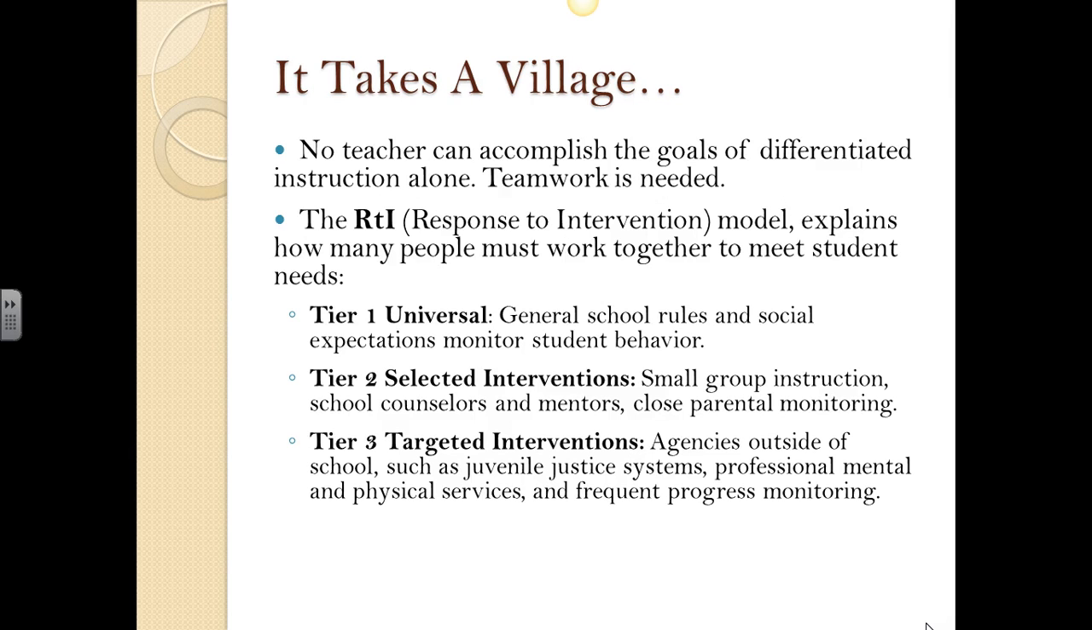Also, it's important to remember that it takes a village and no teacher can accomplish all of these goals alone. Many different individuals are part of the team. The response to intervention model explains how many people must work together to meet student needs. At the Tier 2 and Tier 3 levels of intervention, sometimes small group instruction is important and peers play a role. Also, school counselors and mentors, and of course the family, are important in accomplishing these goals.